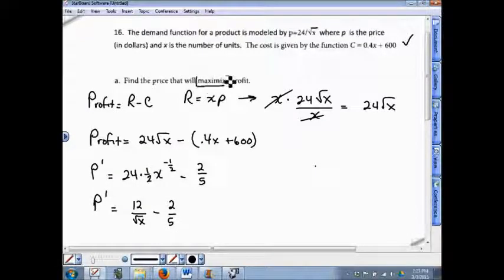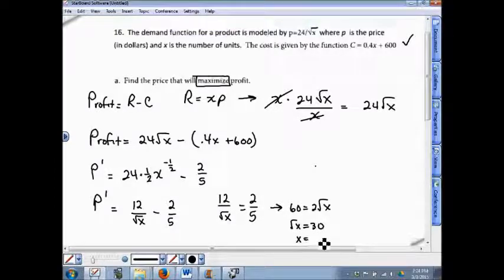Now we have to find the price that will maximize profit. So we need to set the derivative equal to 0 and find the extrema. So if you add 2/5 to the other side, we would get this. You cross multiply, you're going to get 60 is equal to 2 square root of x. Divide by 2 and you get the square root of x is equal to 30, so x is equal to 900. That means you have to sell 900 units to realize a maximum profit.